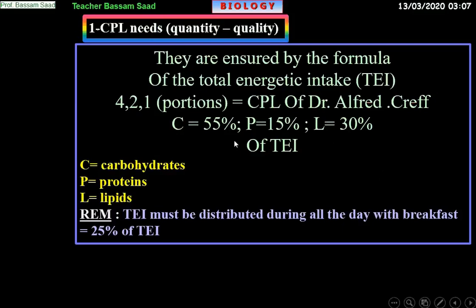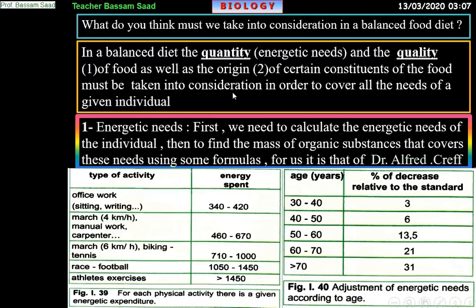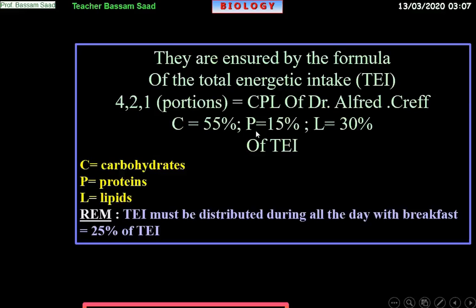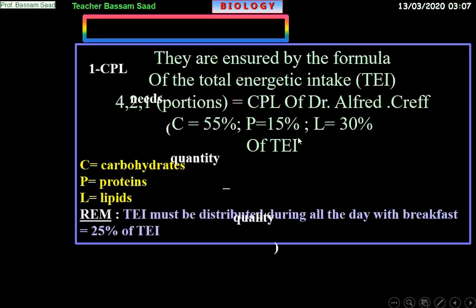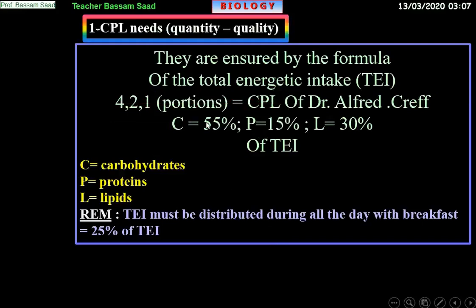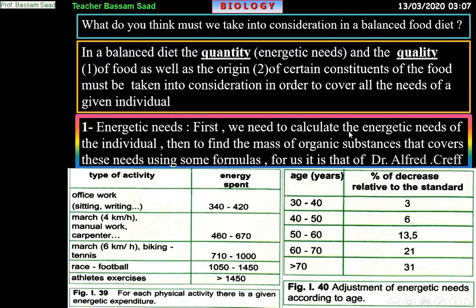Good. Now we studied something about the quantity. We know how we must distribute the organic substance on the quantity and the quality of food. And it remains what? Look to this. In a balanced diet, the quantity, energetic needs, and the quality of foods, as well as the origin of certain constituents of the food must be taken into consideration. What does it mean?